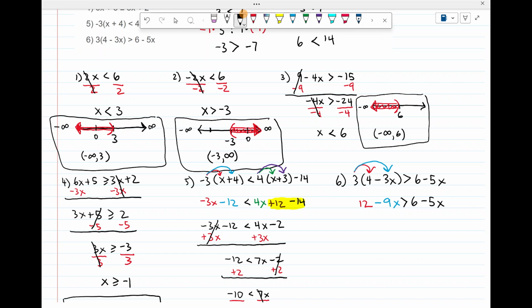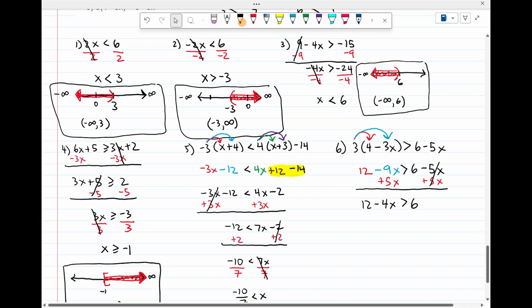Now, normally I get rid of the smaller variable term, which in this case would be negative 9x, because again, we have one variable term on both sides, one number term. Just to do a slightly different example, and to show you it really doesn't matter which variable term you get rid of, we'll get rid of the minus 5x first. So I'm going to add 5x to both sides of the inequality sign. These cancel out, and I'm left with 12 minus 4x is greater than 6.